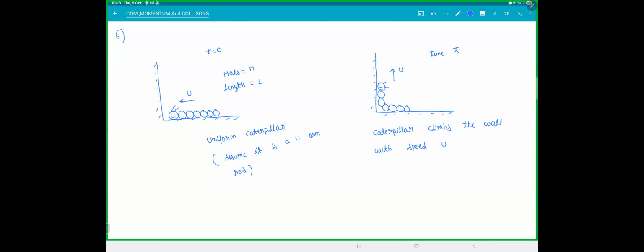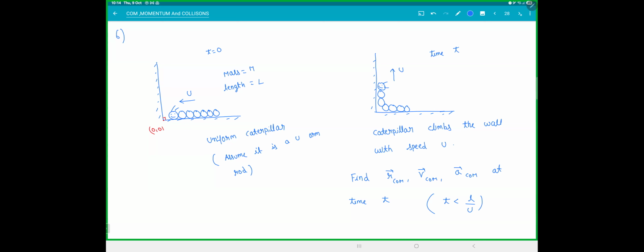Take this corner as origin. That's your x and y axis. Find position vector of center of mass. Find velocity of center of mass. Find acceleration of center of mass at time t. If your center of mass is moving, then you'll have velocity and acceleration also. This is for the time t less than L by u. Means I don't want the caterpillar to completely climb the wall. So I want the position vector, velocity and acceleration when the caterpillar, some part is on the wall and some part is on the floor.